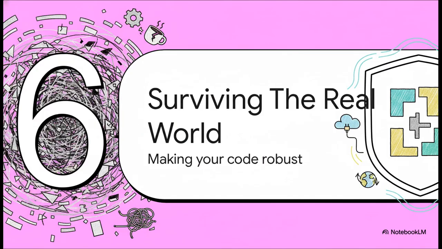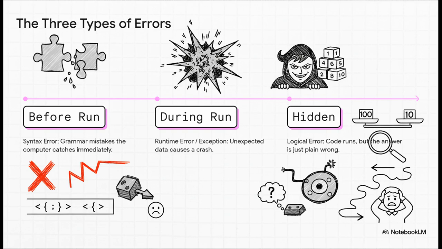Okay, so you've designed this beautiful, elegant code, but the moment it meets the chaos of the real world and real users, things can go wrong. So let's talk about the final steps to make sure our code is robust enough to survive out there. You're generally going to run into 3 kinds of errors. Syntax errors are just grammar mistakes. The computer catches them right away.